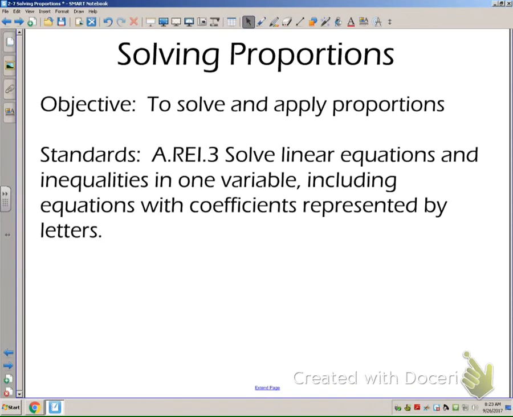Okay, today's lesson is on solving proportions. The objective is to solve and apply proportions, and I'm using standard A.RAI.3, which is to solve linear equations and inequalities in one variable, including equations with coefficients represented by letters. So let's just jump into this.